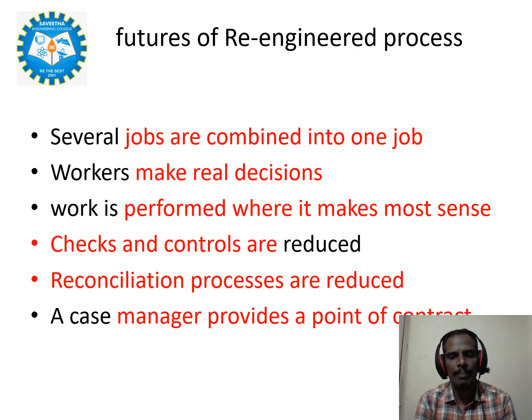These are the features of the reengineering process. Several jobs are combined into one job to make a quality product. Workers make decisions; they may take a decision to sort out small problems that come up in the equipment. Work is performed where it makes most sense, checks and controls are reduced, reconciliation processes are reduced, rework is reduced, and a case manager provides a single point of contact. So these are the features and aspects used in the reengineering process.